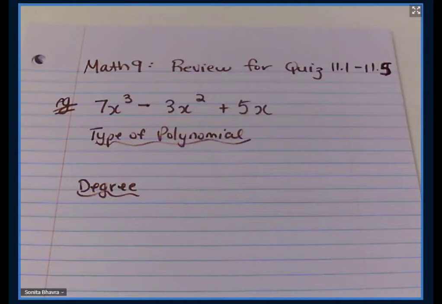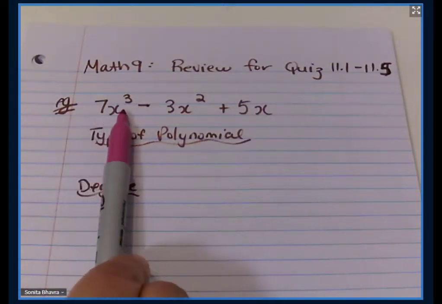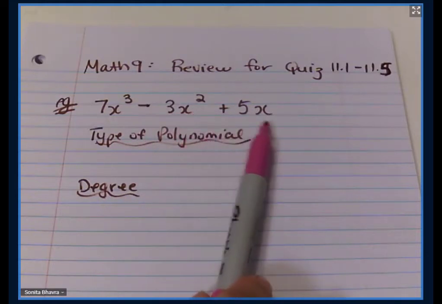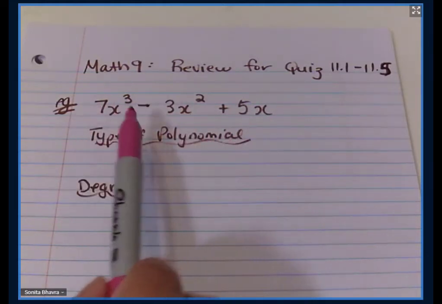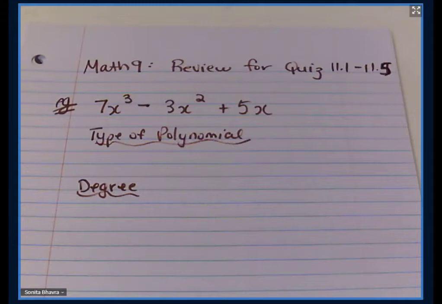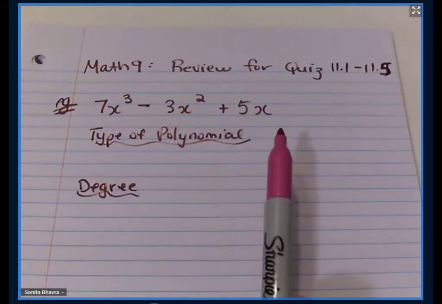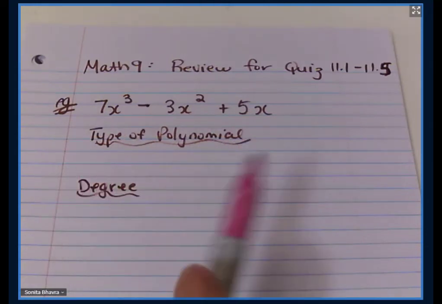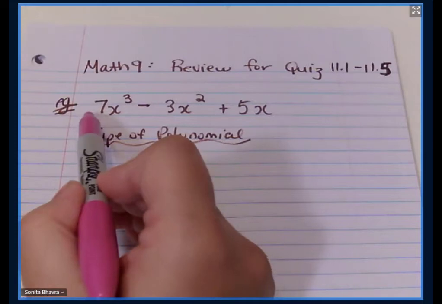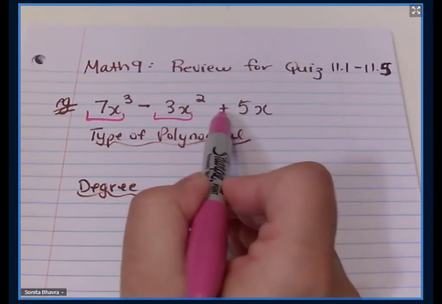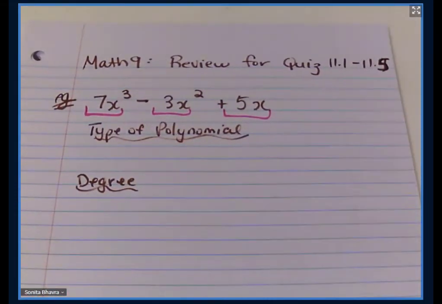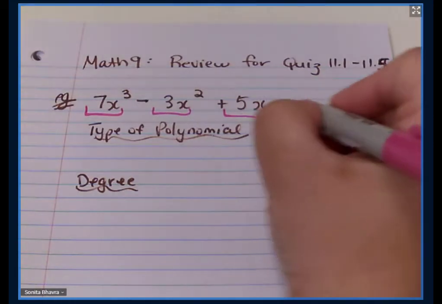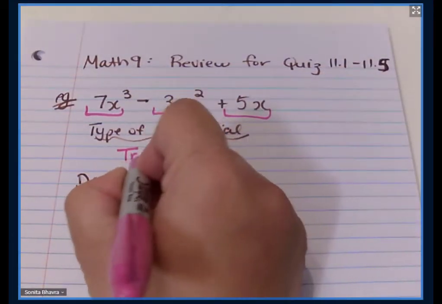Okay, so here we're looking at our first example. We have 7x cubed minus 3x squared plus 5x. So this is a polynomial. It's already in simplified form. There's no like terms we can collect here. So we're trying to figure out what type of polynomial this is. There are three terms, so 1, 2, 3, so we would classify this as a trinomial.